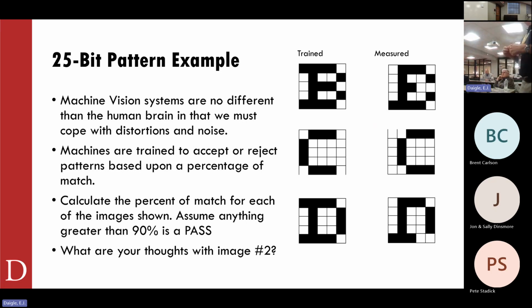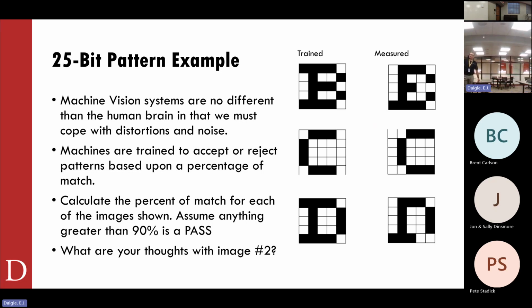In this particular example, if I had a 25-bit pattern, I might say, well, here's the percent of match of these images shown. We've got our trained image on the left. That's our trained image for a B. Now, what would you say? I think anybody in here would say, I can recognize the one on the right is obviously still a B, right? That's pretty close.